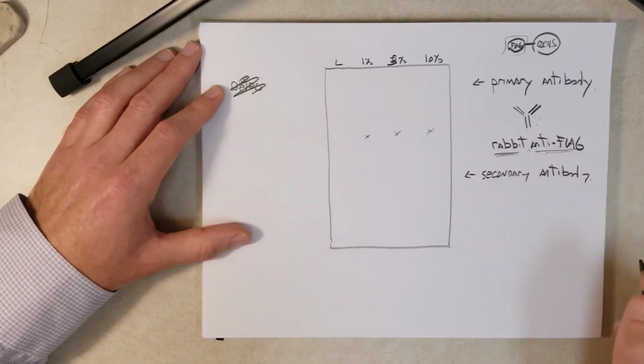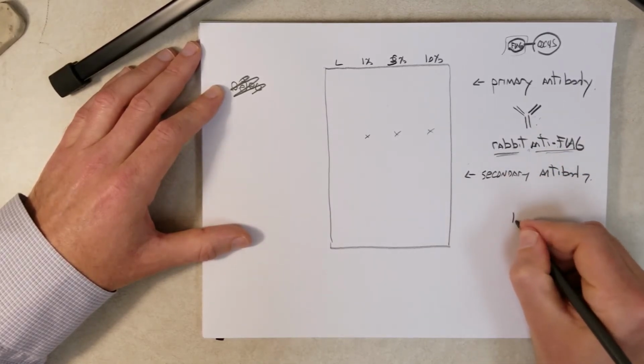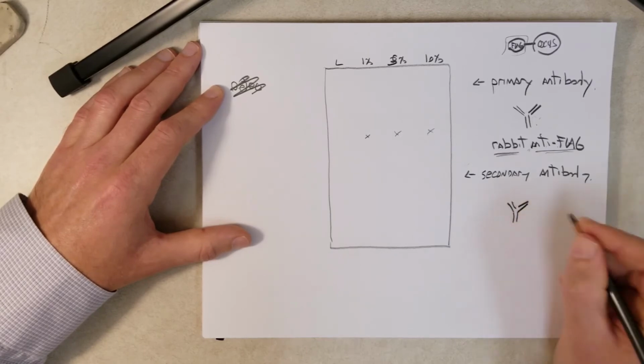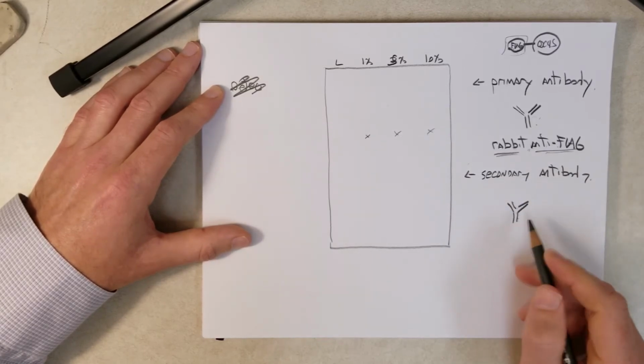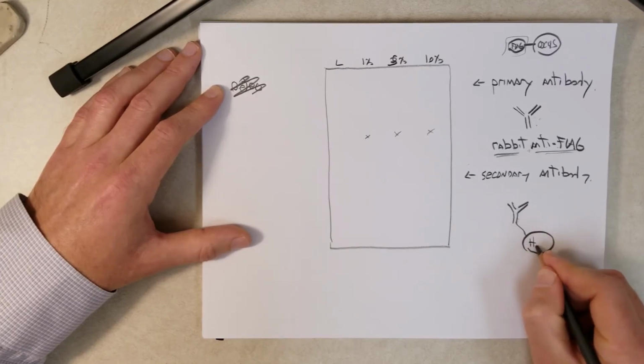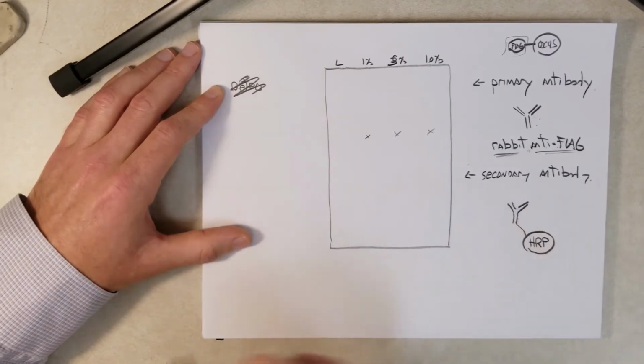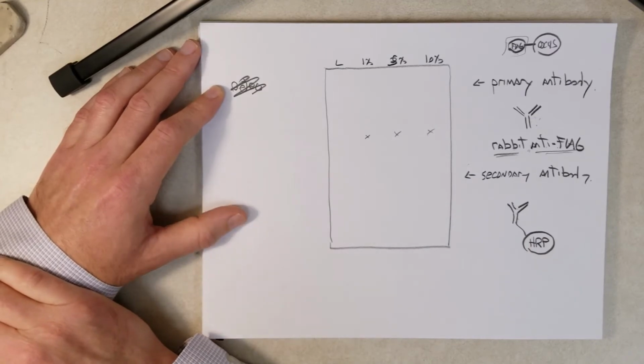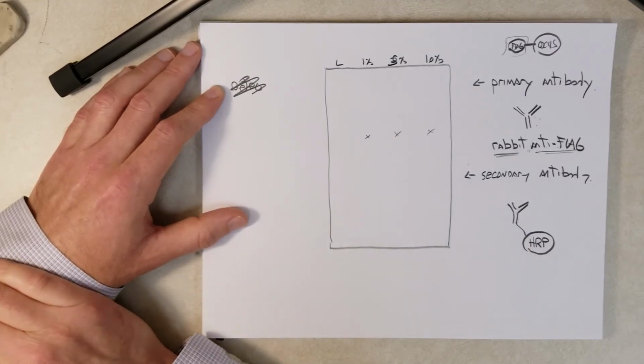And the secondary antibody might look something like this. So instead of just being an antibody, it's going to have linked to it, say, an enzyme called horseradish peroxidase. So it's an enzyme from the horseradish plant. I'm guessing it's an enzyme from the horseradish plant.